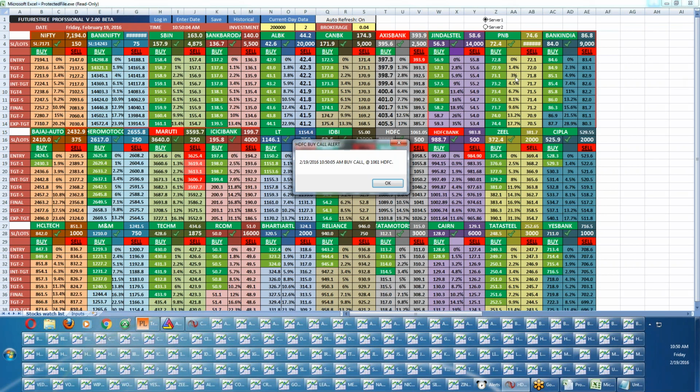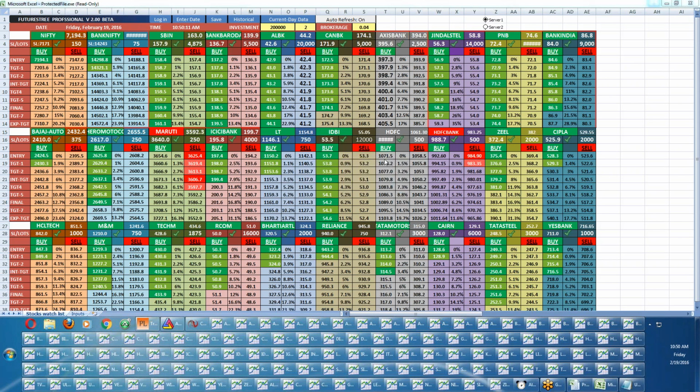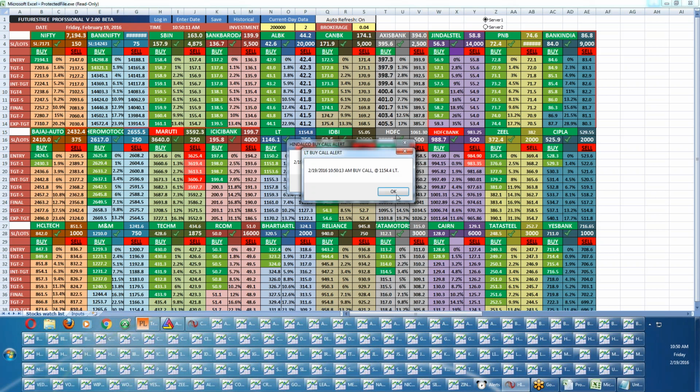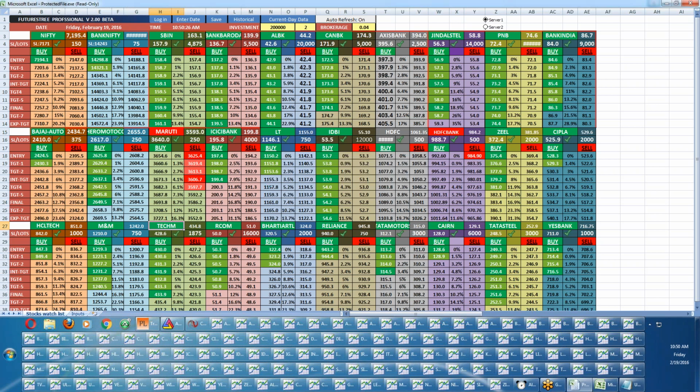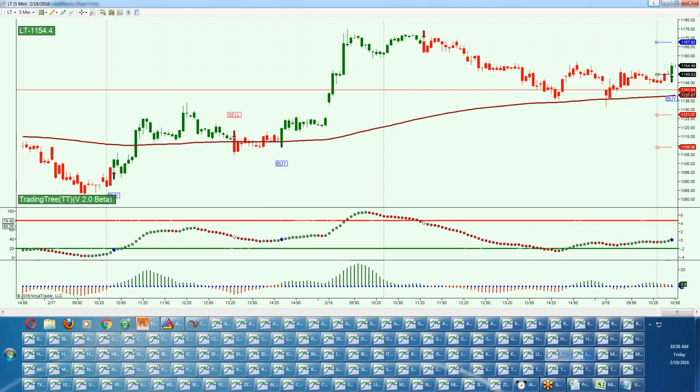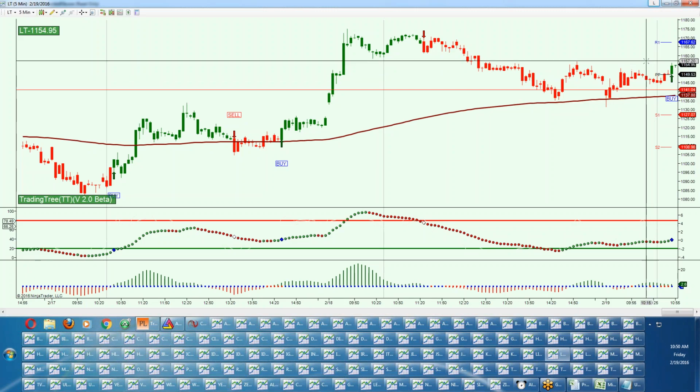So we have a buy in HDFC. Buy entry is 1071. L&T, you can see that we have a buy confirmation. Nifty, we have a buy. Hindalco, we have a buy. So you can see once it is confirmed here, then you can just go to your charts and start buying here. In case you have Trading Tree, you can buy here, 1157. That is your buy entry.